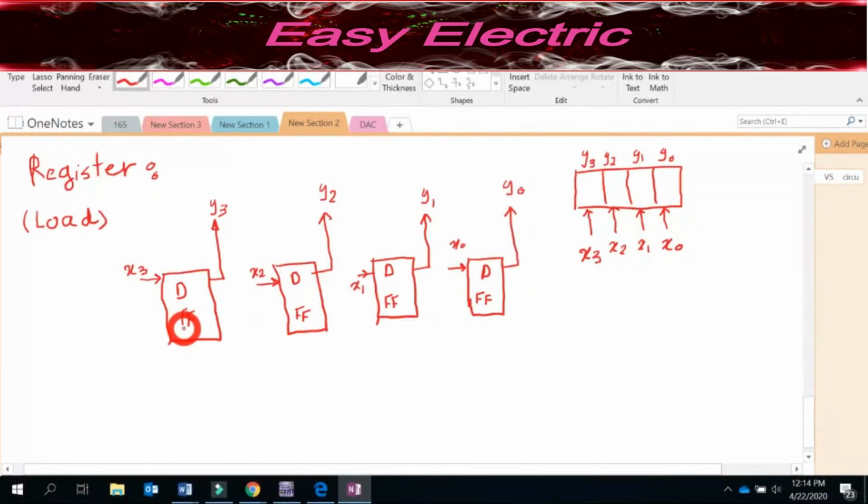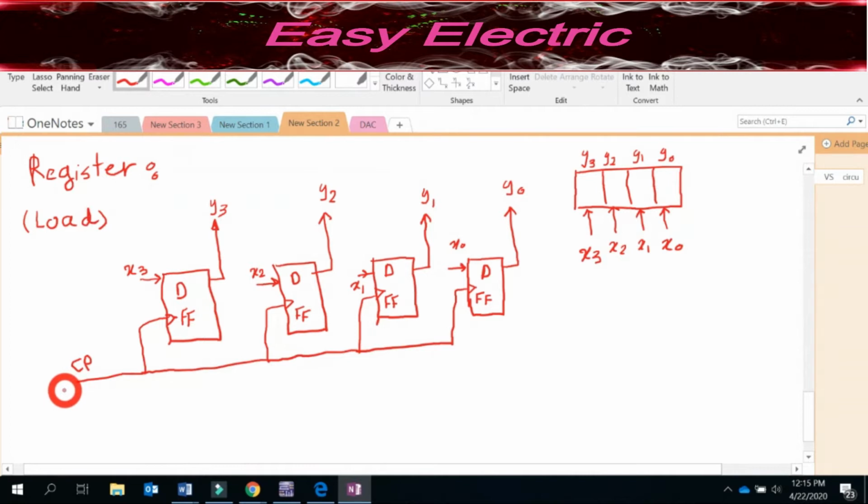Every flip-flop has a clock pulse. The clock pulse that I use is the rising edge, so that's the reason I use this symbol here. You connect all these clock pulses from the 4 of them, and label that CK or CP, which is your clock pulse.